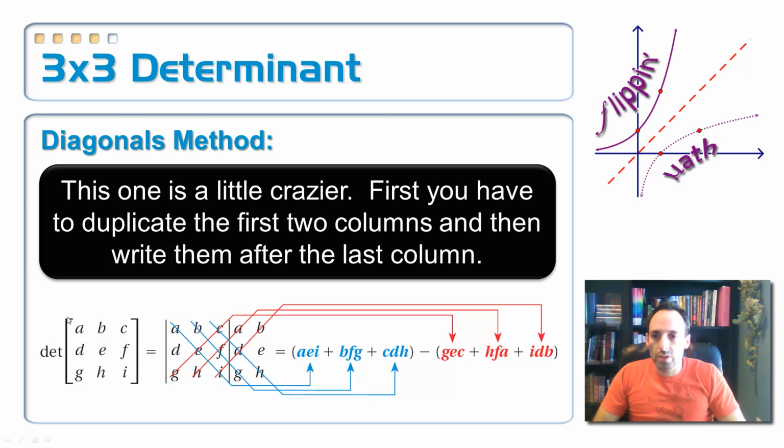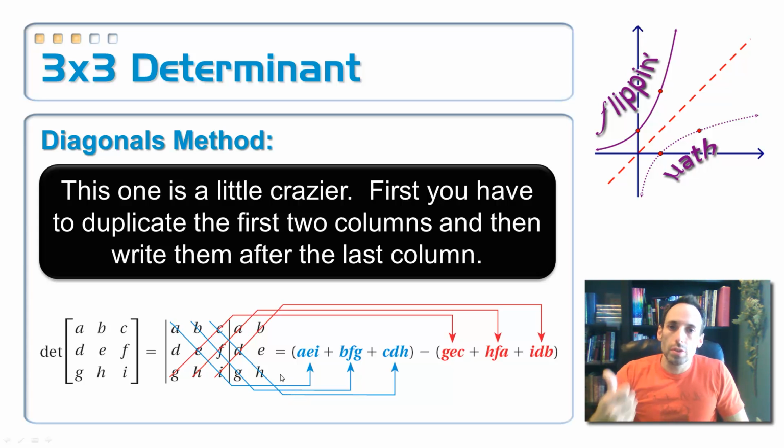So assuming that this is the original matrix, you're going to take the first two columns, that's A, D, G, B, E, H, and then you're going to write it right at the end. So take a look at the next part of this. I just wrote those two columns right at the end. Now it proceeds similarly to the 2 by 2 matrix.